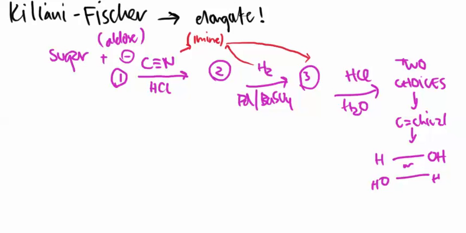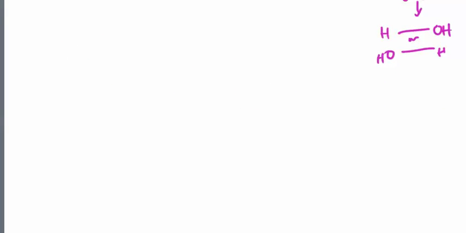So let's take a look at an example of Kiliani-Fischer. I promise this is not going to be difficult. This is not bad at all. So let's say that we take D-xylose, and we want to use Kiliani-Fischer on D-xylose, and we want to know what kind of sugars we could make using Kiliani-Fischer. So D-xylose is something that I probably don't want to memorize, but it's something that I want to find in the chart. And this is a C double bond OH up here at the top.